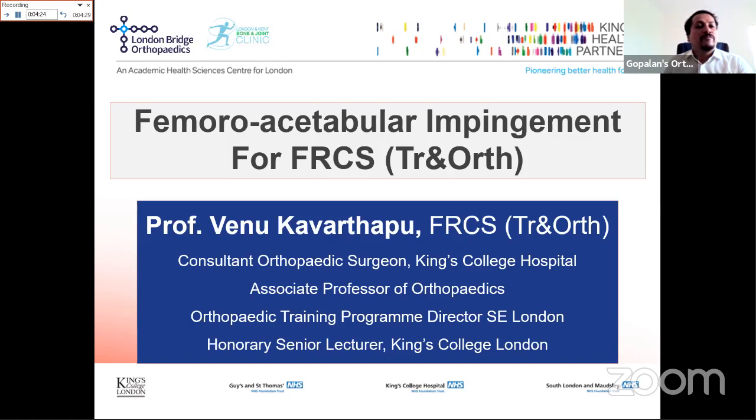This time we have Professor Venu Kavarthapu, who is a consultant orthopedic surgeon at King's College London, United Kingdom. He's also associated to the University of Southern Denmark and a senior lecturer at King's College London University. Currently, he serves as the head of King's Young Adult Hip Services, which is a regional service for hip arthroscopy and arthroplasty. He also serves on the education committee of BOFAS. He has been the past president of the Indian Orthopaedic Society UK, a very vibrant organization, and is currently the president-elect of the Association of Diabetic Foot Surgeons.